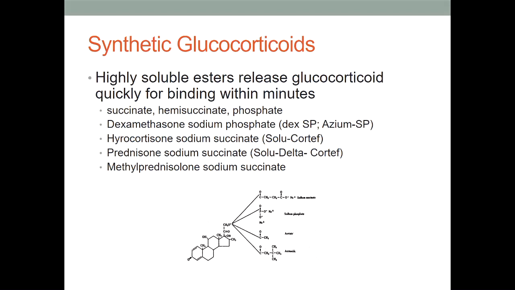I will say the one that you're probably going to use the most is either Azium, which is dexamethasone, just trade named, or dexamethasone SP. These work really, really quickly. We use them a lot in emergency situations. And again, it also comes in a sodium succinate. You can use hydrocortisone and prednisone, like Solu or Solu-Delta-Cortef. Again, quick working. Whatever practice you get into, you're probably going to have one of these emergency acting steroids on the shelf, and that's what you're going to use. My guess is it'll be Dex-SP because it's the cheapest one out there.